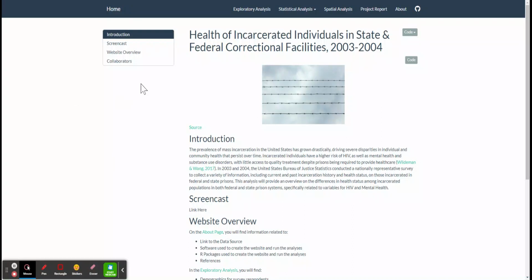Our group was interested in looking at the health of incarcerated individuals in the United States. We did this by looking at a data set that comes from a survey that's conducted every couple of years at state and federal correctional facilities. This survey is from 2003 and 2004.